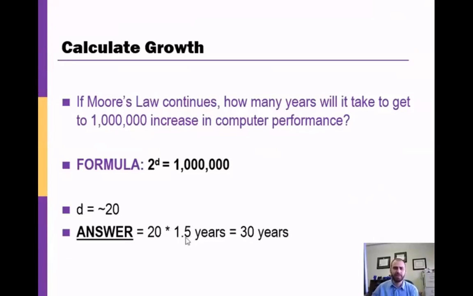And so we'd have to multiply that by 1.5 because we're looking at Moore's law doubling every 18 months. So 20 is the number of doublings, 1.5 years gets us to 30 years, right? That's pretty remarkable. Let's take a second just to think about this: in a 30-year period of time, if Moore's law continued to hold true, that would be a 1 million times increase in computing performance.